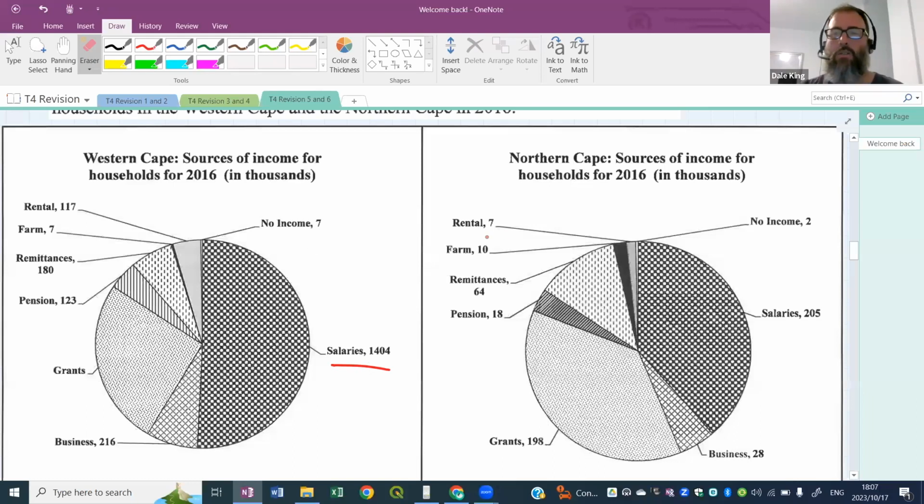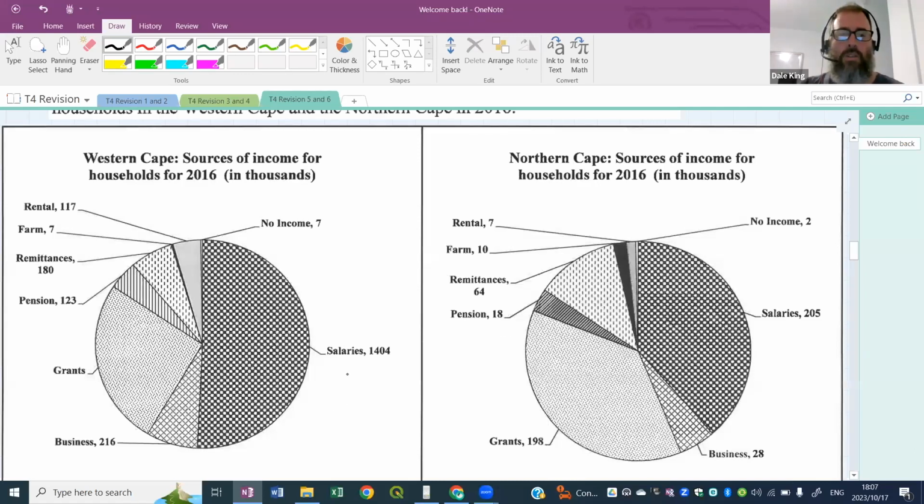So we need to understand these graphs before we actually look at the questions, because if you don't understand what the graph is telling you, then when you start doing the questions, your answers could be incorrect, or you might not understand exactly what the question is asking. All right, so this is a number of households receiving income from different forms of income in the Western Cape on the left and the Northern Cape on the right. And obviously these two are put next to each other to compare. In the real world, you want to compare the Western Cape with the Northern Cape.